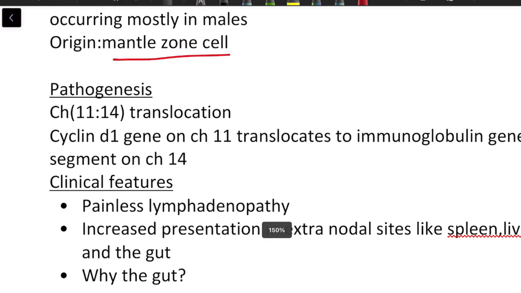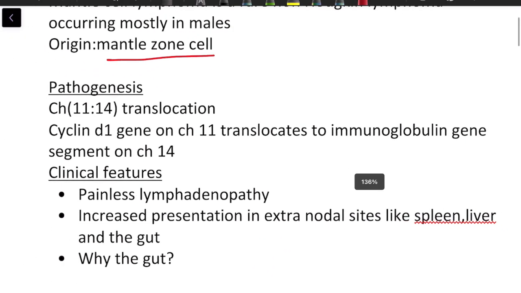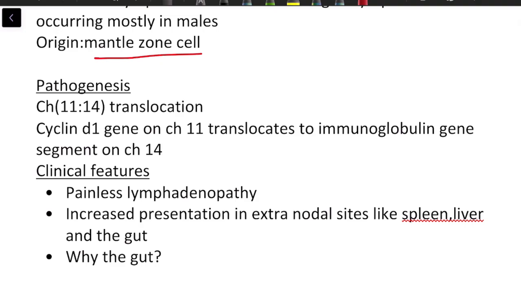Now what is the pathogenesis? What happens is that there is a chromosome 11-14 translocation which causes the cyclin D1 gene on chromosome 11 to translocate alongside the immunoglobulin gene present on chromosome 14, and this causes the enhanced transcription of the cyclin D1 gene. Now basically this type of lymphoma is very rare because mantle B cells are not very prone to mutations, but yes, mutations can happen anywhere, so this happens.